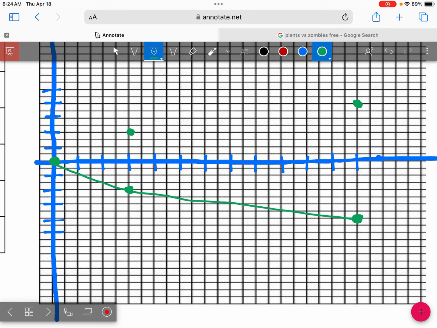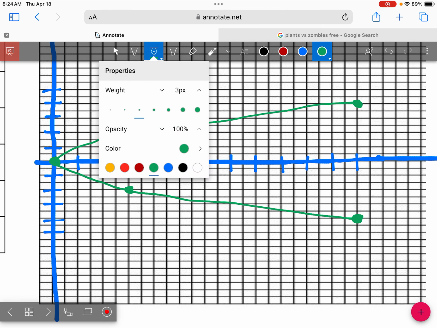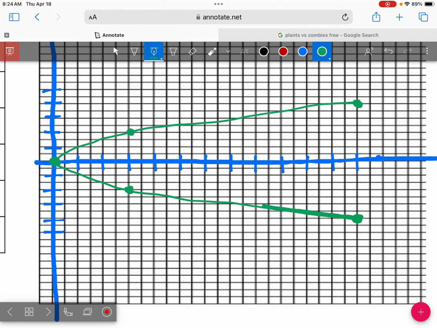So I'll give you a minute. I gotta take attendance, I forgot to do that. Let me go ahead and trace that so that it shows up a little thicker.